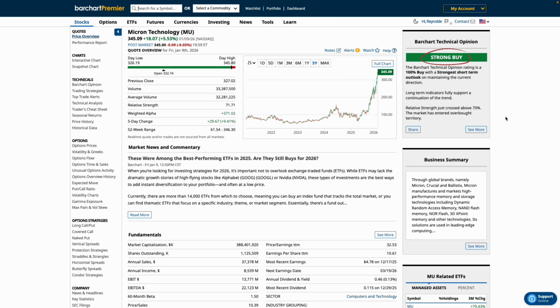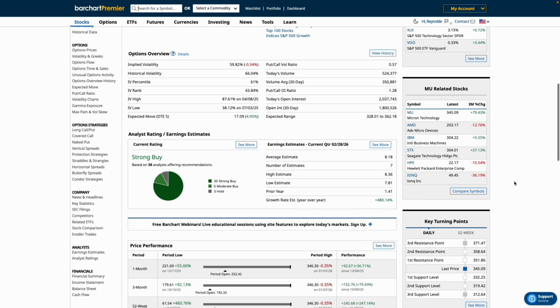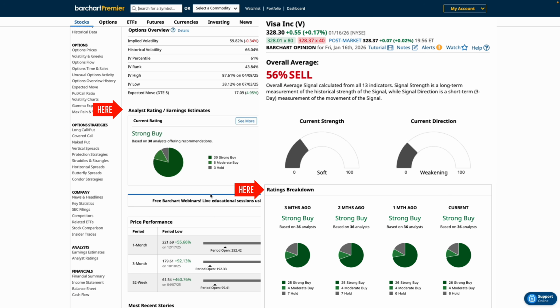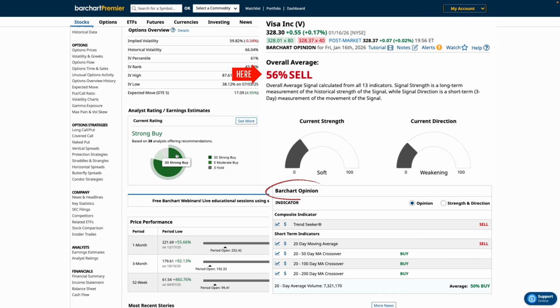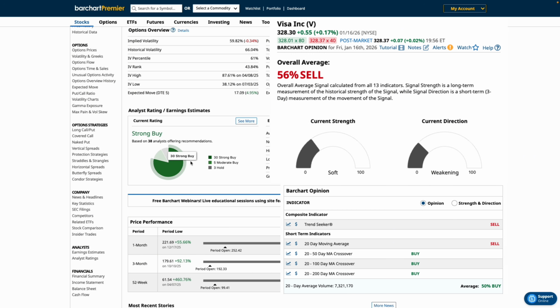First, an important clarification. Barchart Opinion is not a buy or sell recommendation. It's a technical summary tool, not a prediction engine. It's also very different from analyst ratings, which are based on fundamental research like earnings, revenue, balance sheets, and personal criteria. Barchart Opinion is purely technical. It reflects what price is doing right now across multiple strategies.